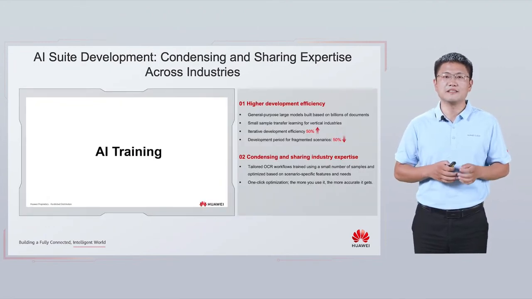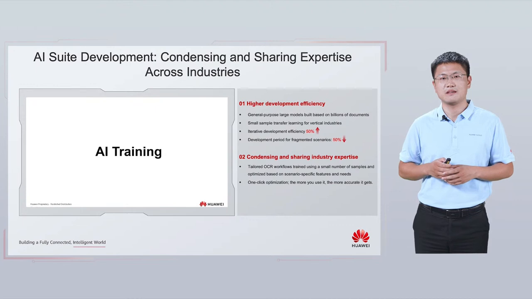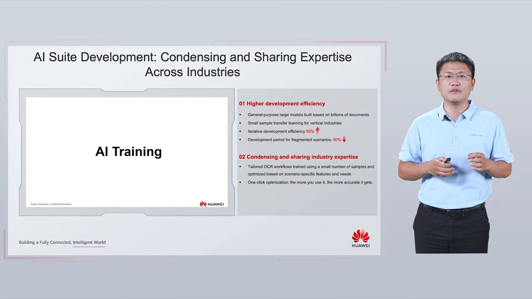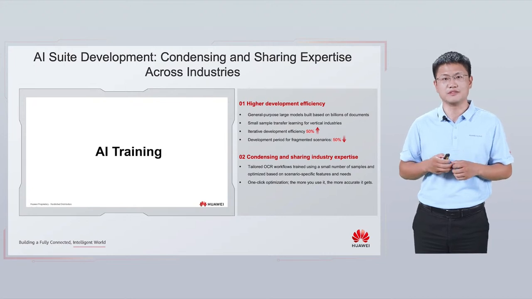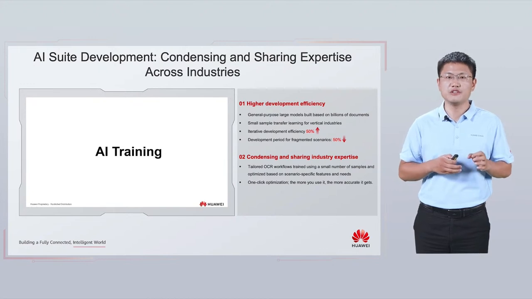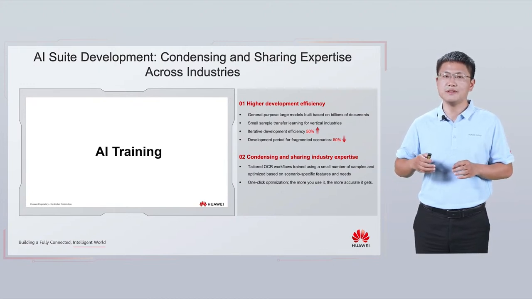Now, let's have a look at an advanced feature of the intelligent RPA, AI suite development. It allows you to perform secondary development by adding data of different domains to improve model precision. We have built general-purpose large models in the AI suites, for example, OCR or NLP models. In vertical industry scenarios, with the Huawei-developed small sample transfer learning capability, newly trained models can achieve high precision, and the entire development process is convenient and fast.